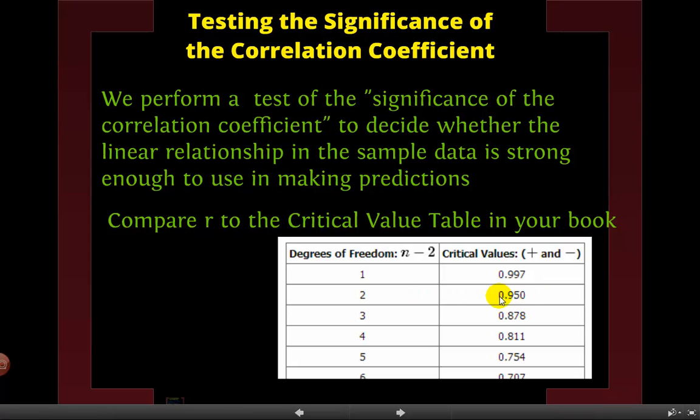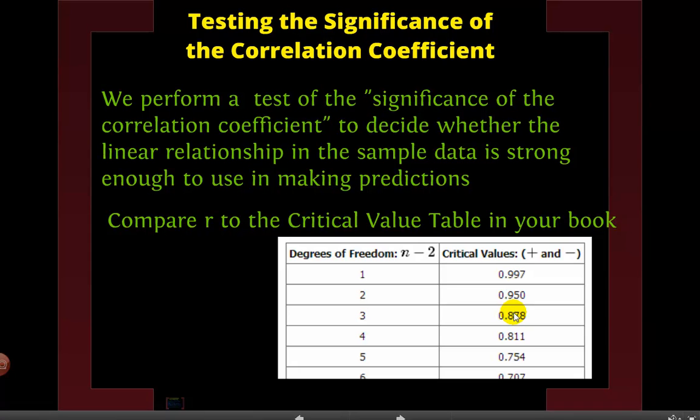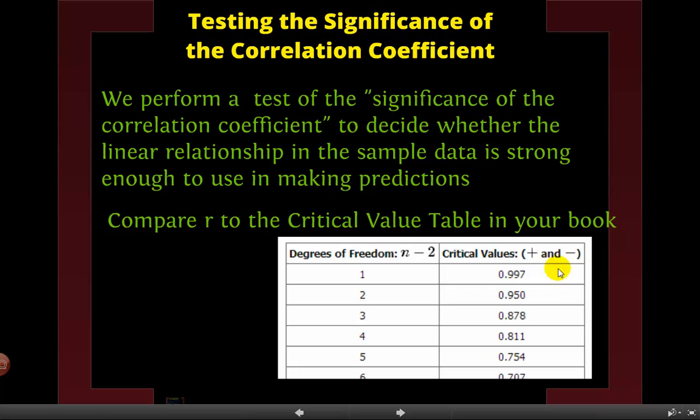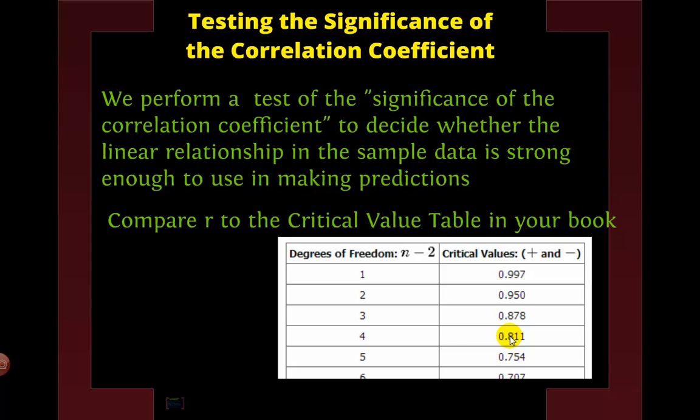If our R is higher than this, it's significant. If it's not higher, then it's not strong enough to make a prediction. So if I have 6 data points, I would look here and see if my R is bigger than 0.811, positive or negative. So if it's negative 0.845, it works. Is the absolute value of R bigger than this? If that's true, it's significant and I can use it to predict. If it's not, I shouldn't. And that's how we deal with that.